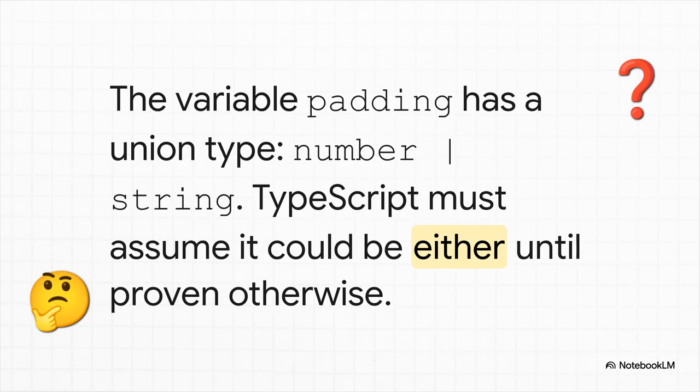Well, the root of the problem is this thing right here, a union type. That single vertical bar tells TypeScript that our padding variable has two possible identities. It could be a number, or it could be a string. And until we, the detectives, can prove which one it is in a given moment, TypeScript has to play it safe and assume it could be either one. It's really just trying to protect us from bugs later on.